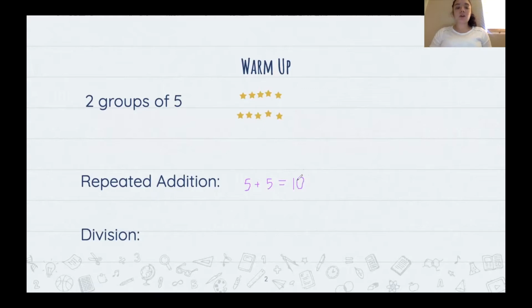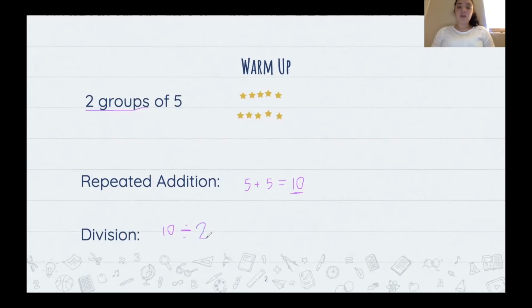So now we're going to work on a division problem. The first thing we're going to do is take our total number of stars. We just found that out. Our total number of stars is 10. We're going to do 10. Then we're going to divide it by the number of groups that we have. So we have 2 groups. We have that up here in our problem.